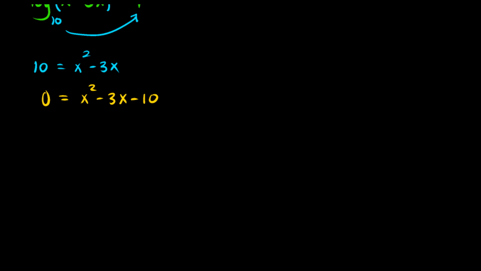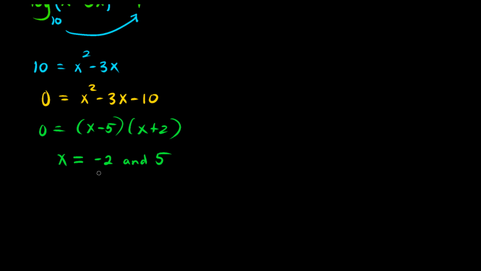There are different methods to solve a quadratic. We could complete the square, we could factor if it's factorable, and we can use the quadratic formula. This is able to be factored. It's x minus 5 times x plus 2. If it's factorable, factor it. That's the quickest method. So then this would mean that my solutions are 5 and negative 2. So negative 2 and 5 are my solutions.